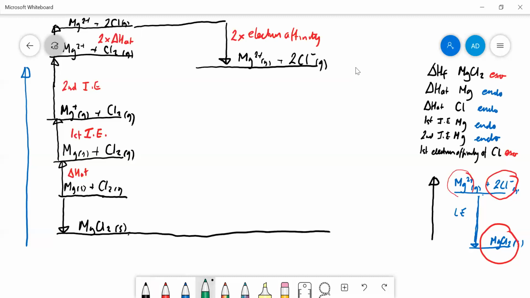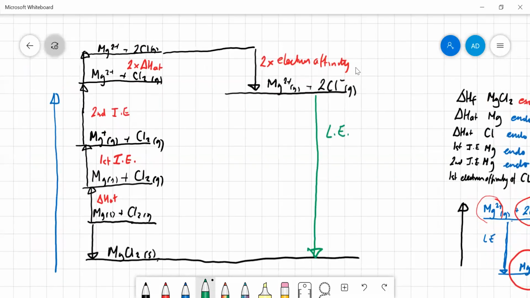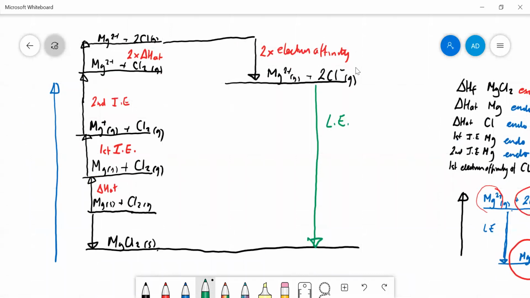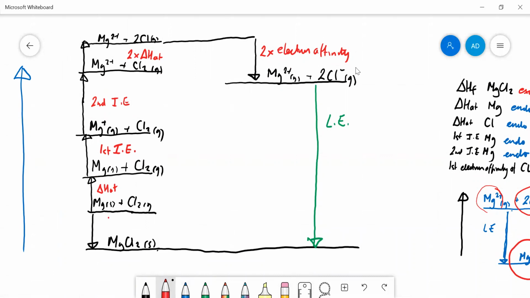Our lattice enthalpy of formation is going from the gaseous ions to the magnesium chloride solid, so it's in that direction, so it's definitely very exothermic. That's our lattice enthalpy. Now we need to work that out. Let me move that over a little bit. I've got the values here. I'm going to rub out my little blue line, give myself a bit more room. So that's our energy, increasing energy. And here we want this to be delta HF of magnesium chloride.